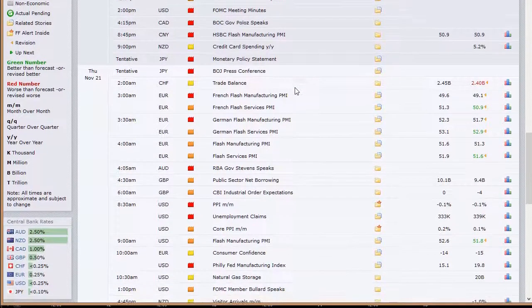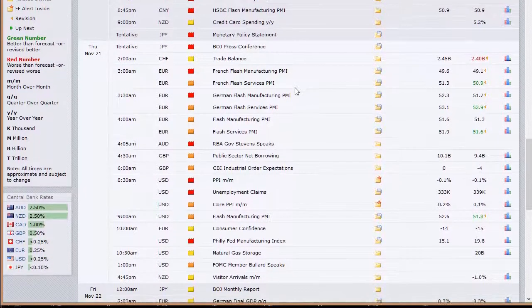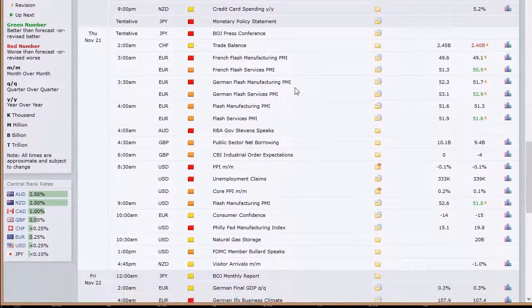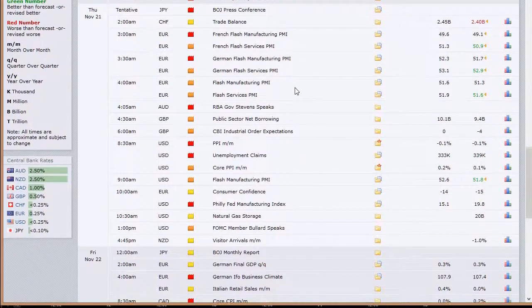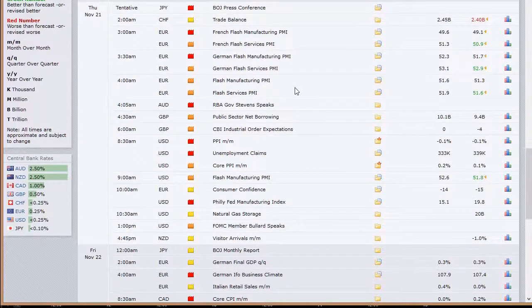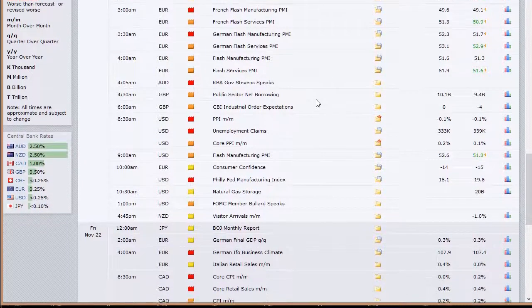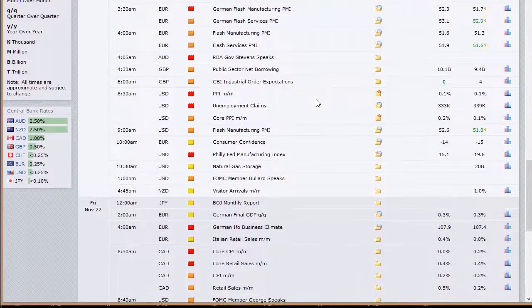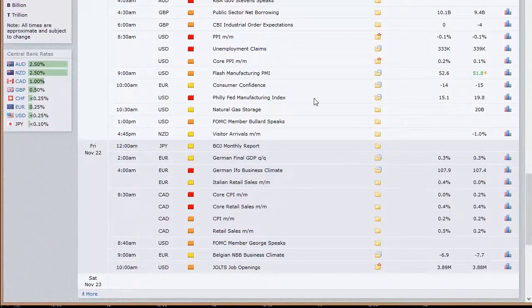Credit card spending out of New Zealand, that won't move the market. Monetary policy statement out of Japan and the Bank of Japan press conference. So we've got a rate announcement out of Japan there going into Thursday. Trade balance out of Switzerland, Europe's German, French, and broad European manufacturing and services PMI data, all of it coming out. Public sector net borrowing out of the UK, PPI out of the US, unemployment claims, that's the weekly number out of the U.S.